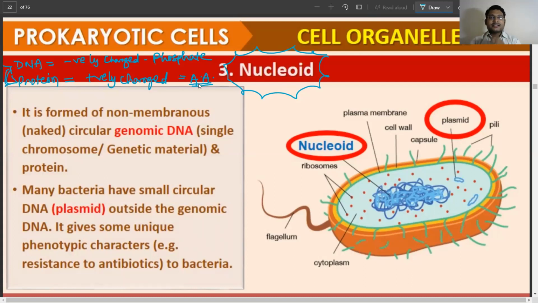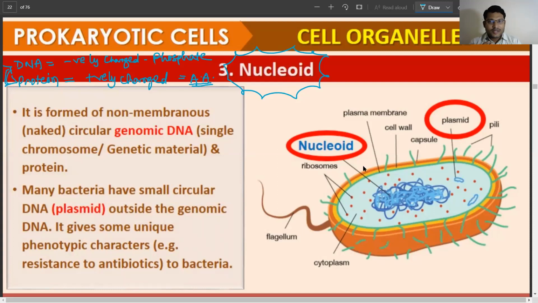And the area in which you have this DNA, the cellular DNA or chromosomal DNA, and the proteins bound together, that particular region is called the nucleoid. Remember, the nucleoid is not a structure, it is not membrane bound, it is not any form of enclosed compartment, but instead it is a region floating in the cytoplasm.